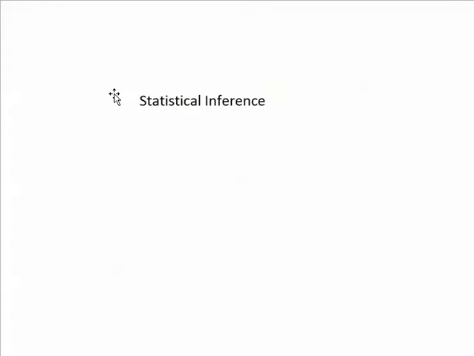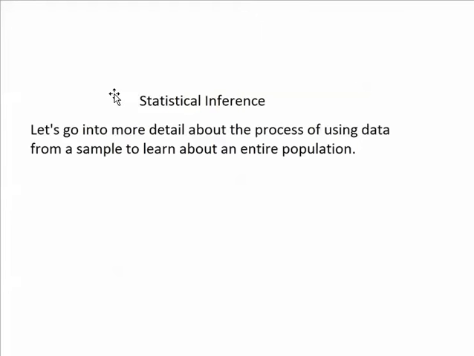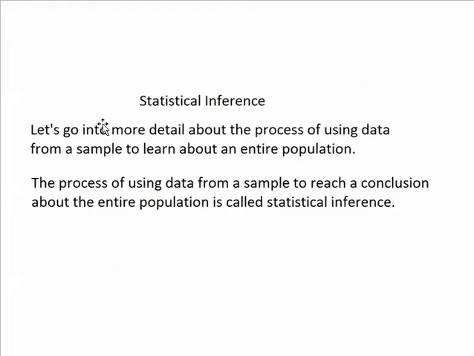Now let's talk about something called statistical inference. Statistical inference is just the technical word for using data from a sample to reach a conclusion about a larger population. The reason why the word inference is used is because a conclusion that's reached about a population based on data from a sample isn't a proven conclusion. You can't use data from a sample to prove something about a larger population.